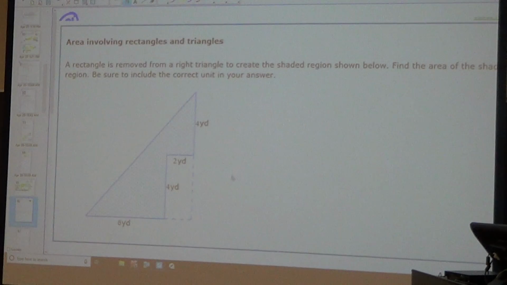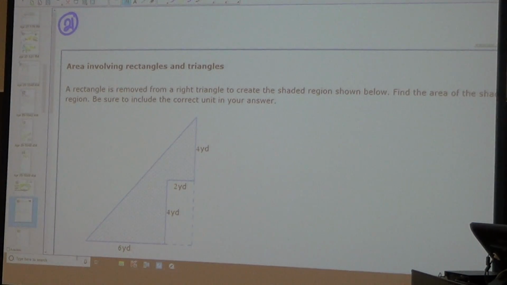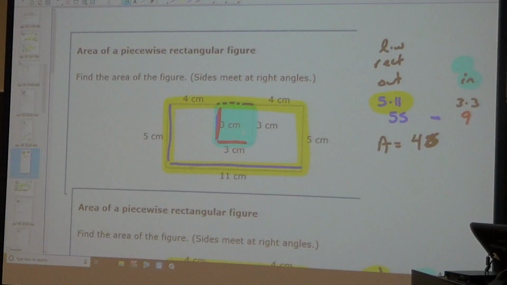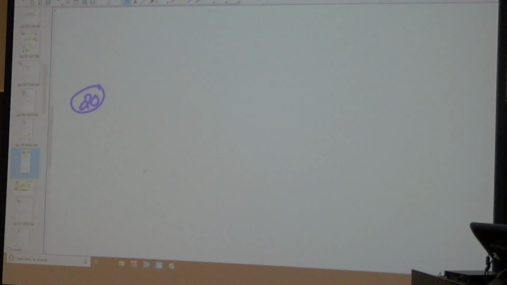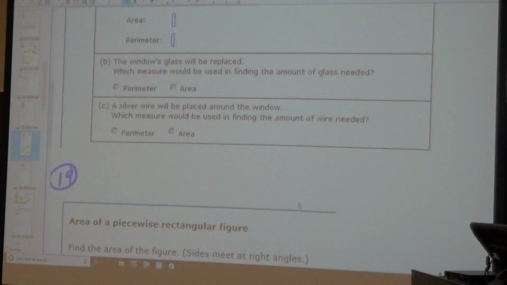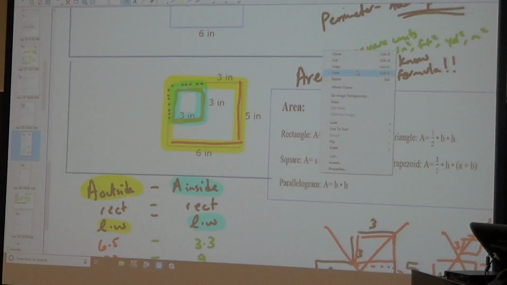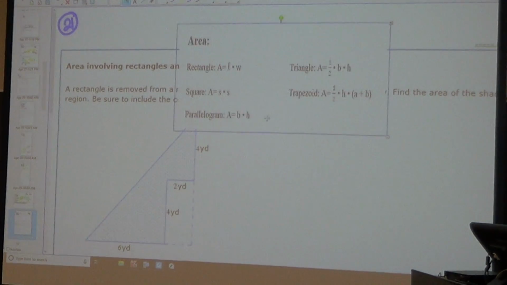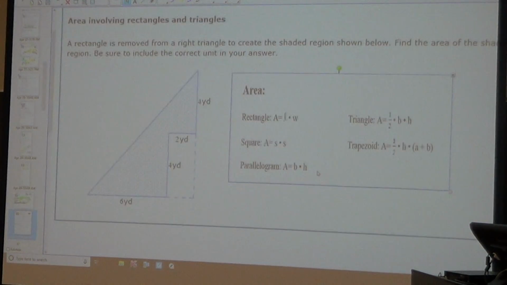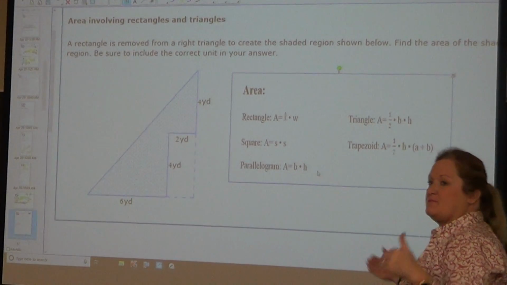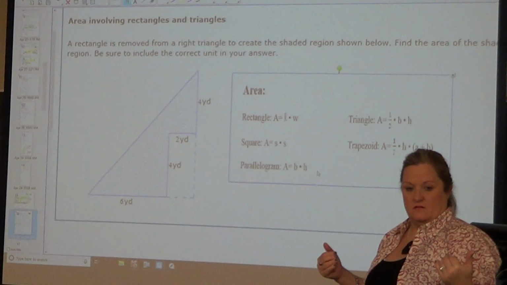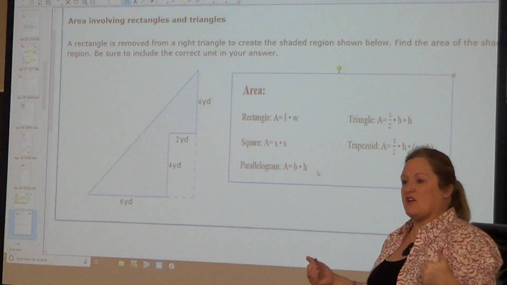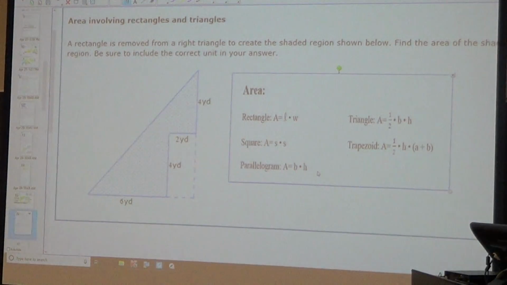All right. Look at this one. Let me get my formulas back. Where's my formulas? I think they're on this page. All right, copy. This is a fun one right here. Paste. Same concept. We want to know the area. What shapes do you see? A triangle and a rectangle. Okay? Am I adding the shapes or am I subtracting the shapes?